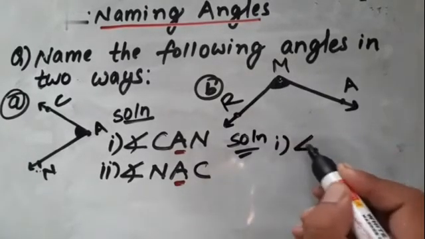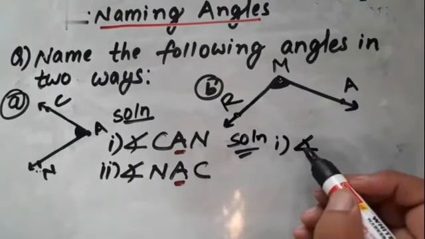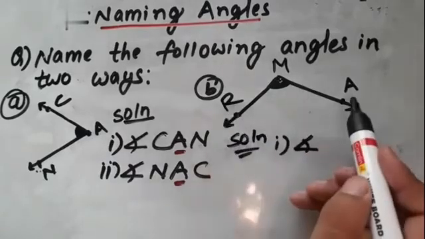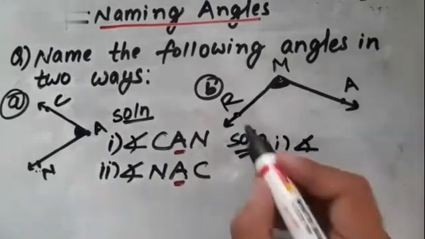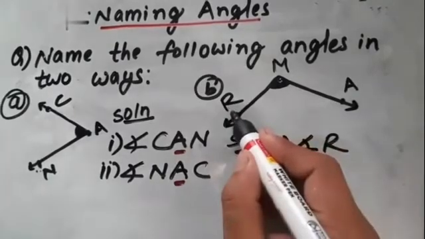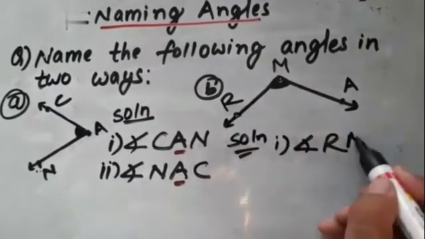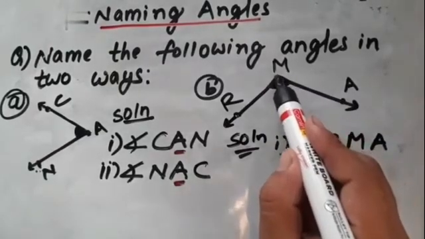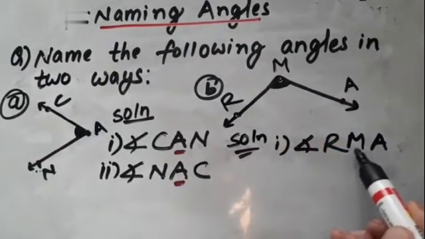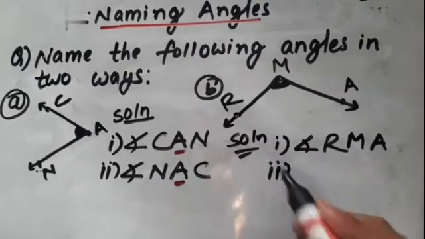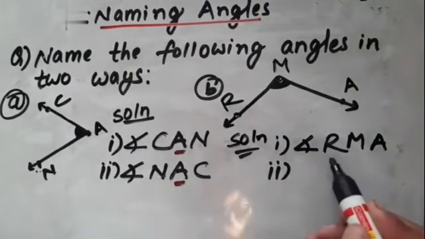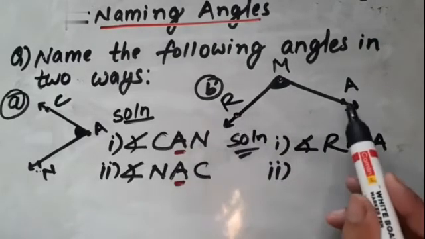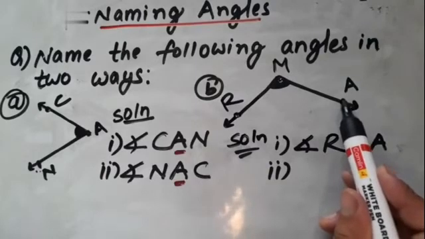So let's write. This is the symbol of angle. Now you have to either begin from R or you can begin from A. So angle R M A. As M is the vertex, it must lie in the middle. In the first way we wrote R in front. Now in the second way we will write A in front.